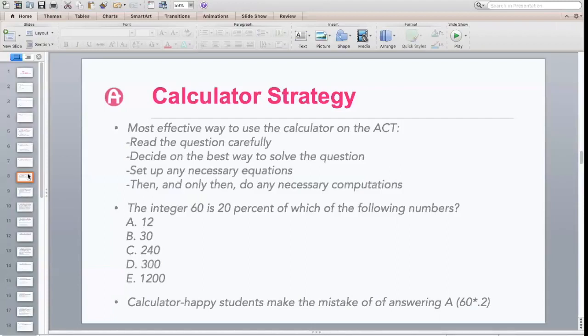So the strategy that I've seen, if you spell it out for the kid: read the question carefully, decide on what path you want to take, figure out your strategy, write down whatever equations you need to use, and then use the calculator. An example of a question I was talking about is: the integer 60 is 20% of which of the following numbers? If a student is too reliant on his calculator, he's going to type in 60 times 0.2, boom, that's 12. The answer's A. And in this case, that would be incorrect. So coming up with a strategy for calculators is helpful to reinforce the reading comprehension aspect of these tests.